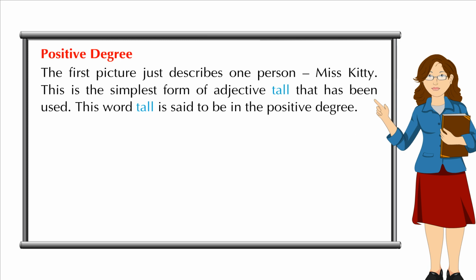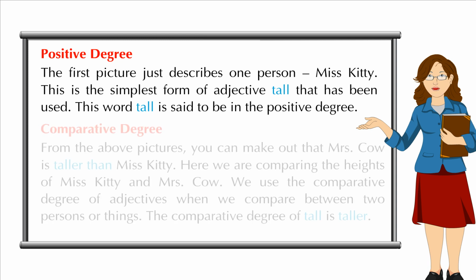Positive degree. The first picture just describes one person, Miss Kitty. This is the simplest form of adjective, tall, that has been used. This word tall is said to be in the positive degree.